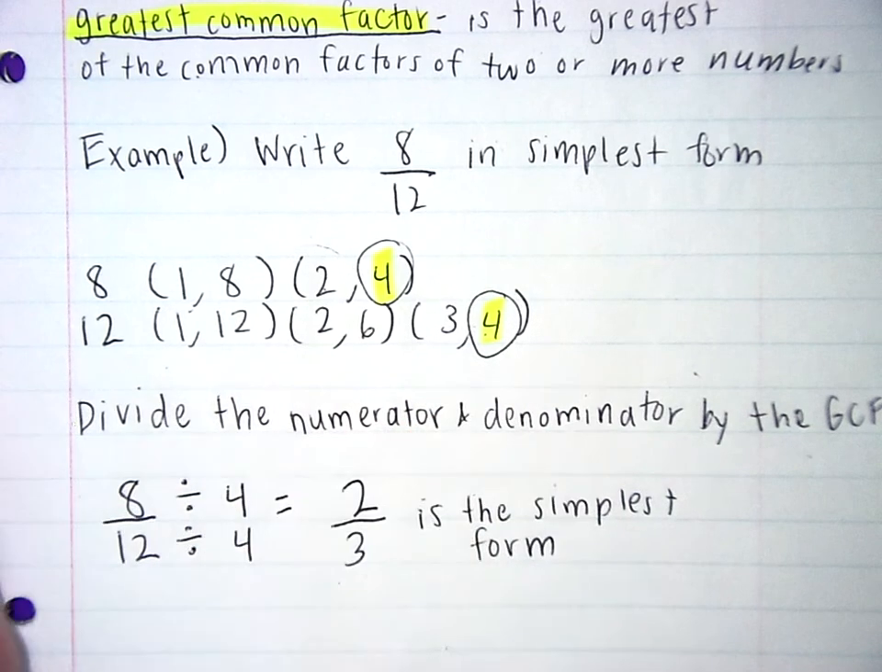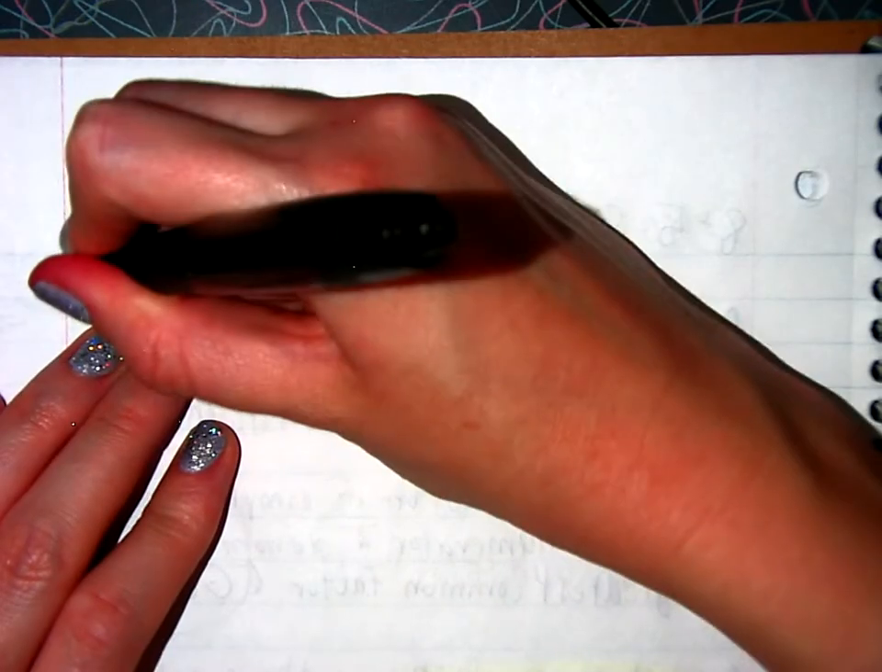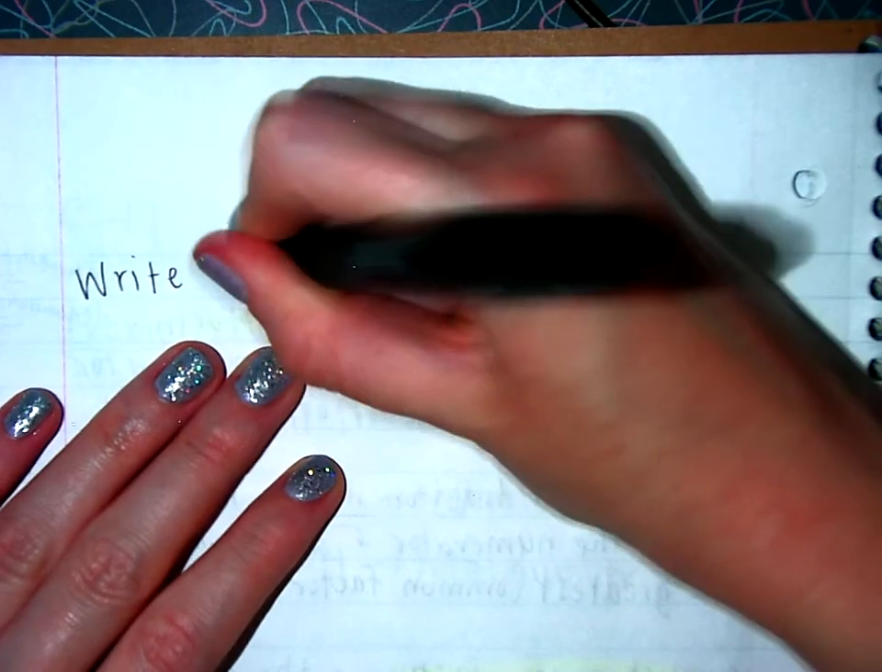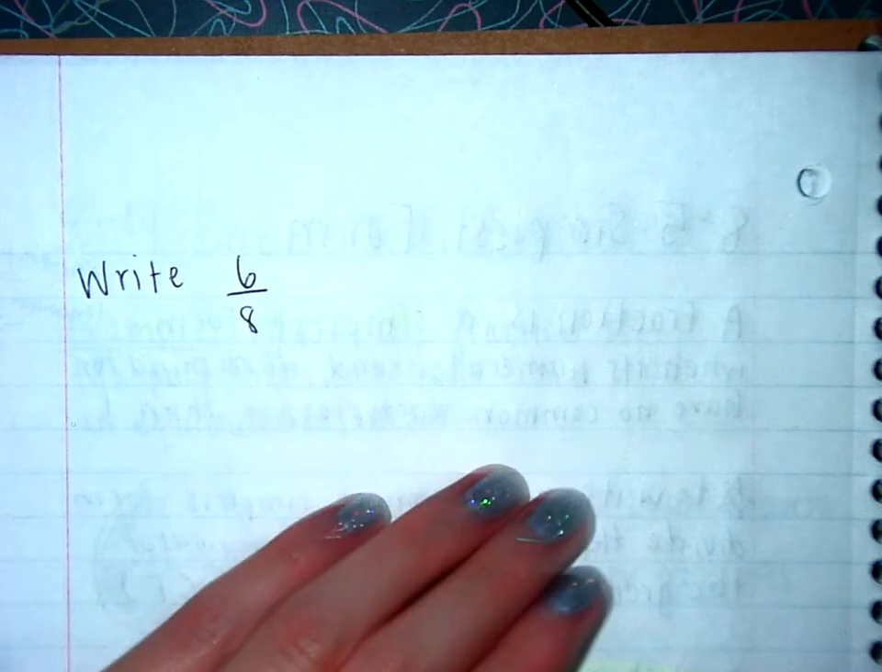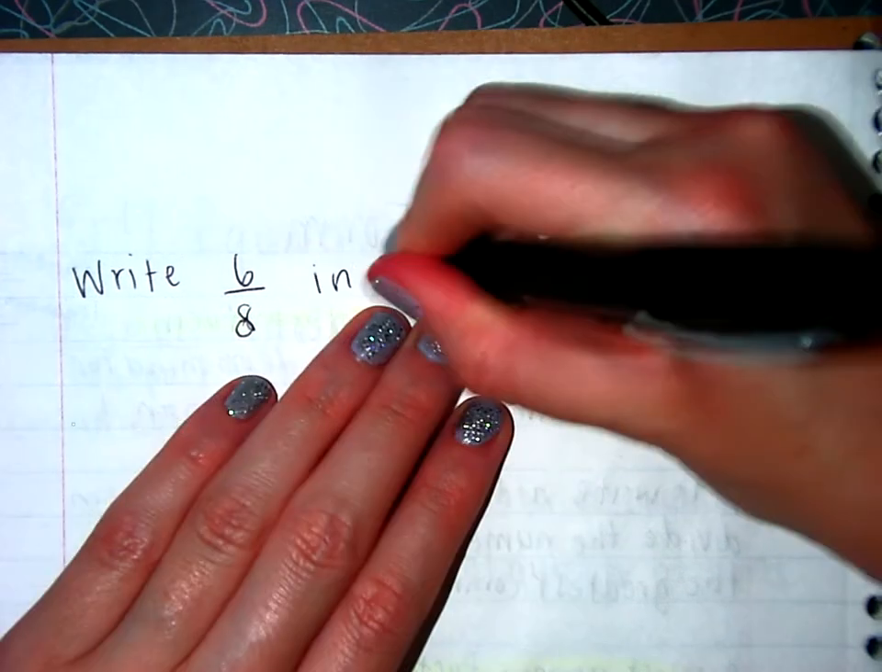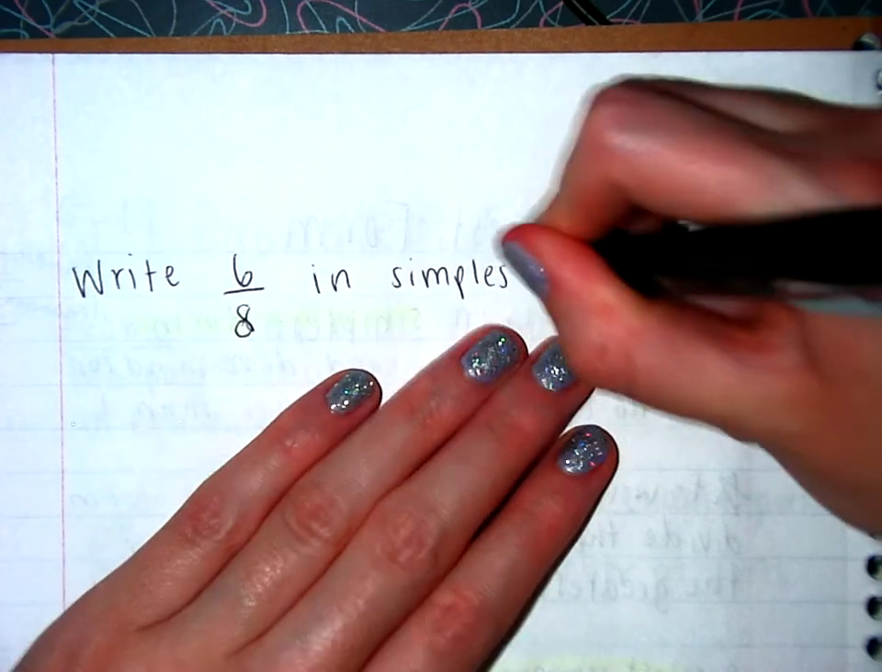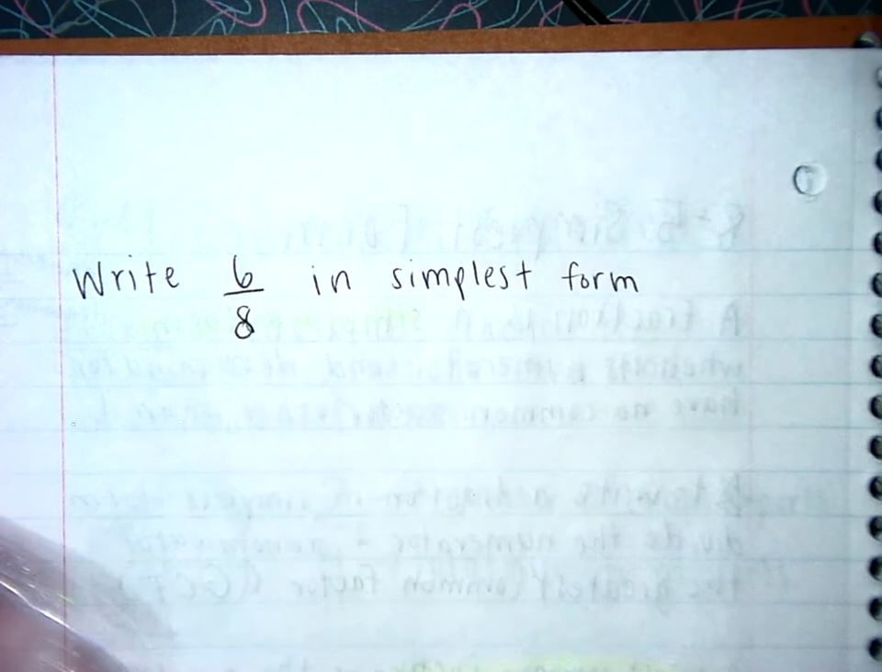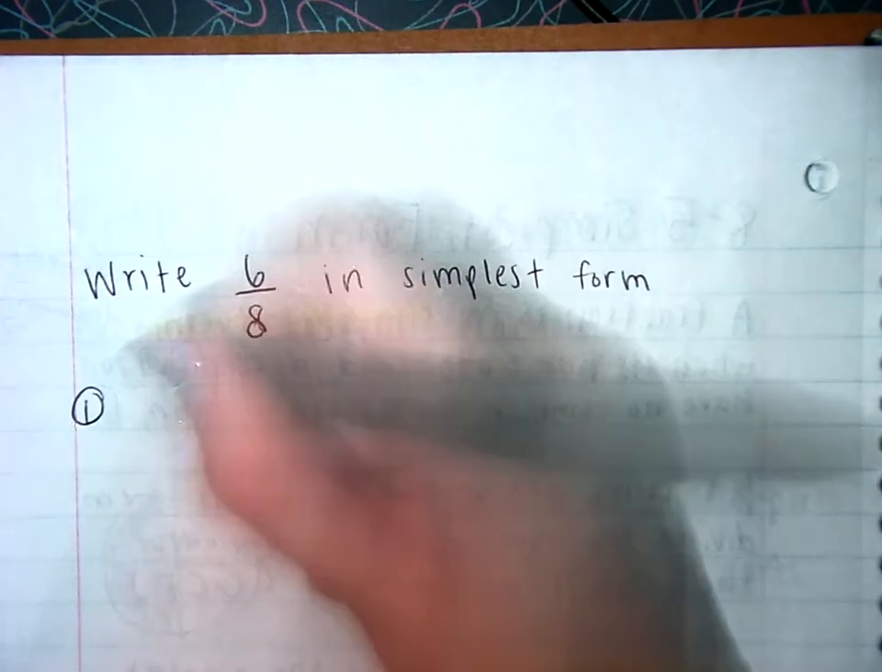I'm going to do one more quick example, so pay attention with me. As long as you feel comfortable in knowing the factors of a number, this should be very easy putting it in simplest form. So let's see, write 6 over 8, that's an 8, my writing is messy. Write 6 over 8 in simplest form.